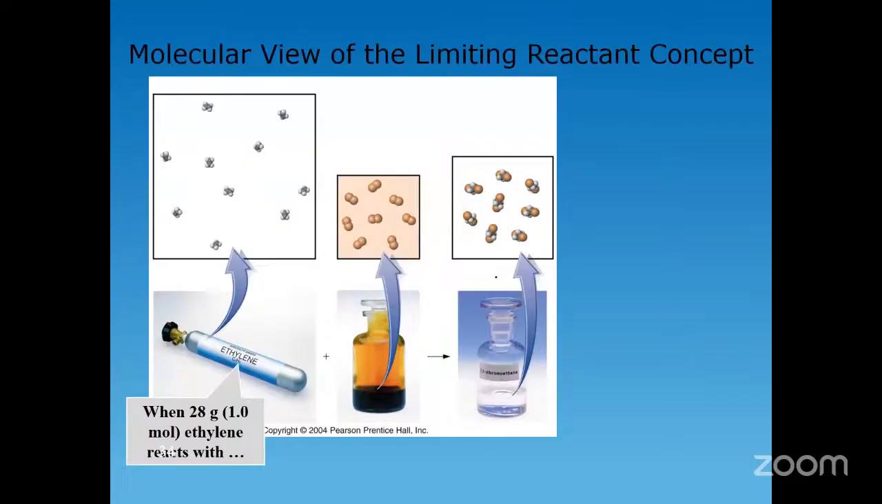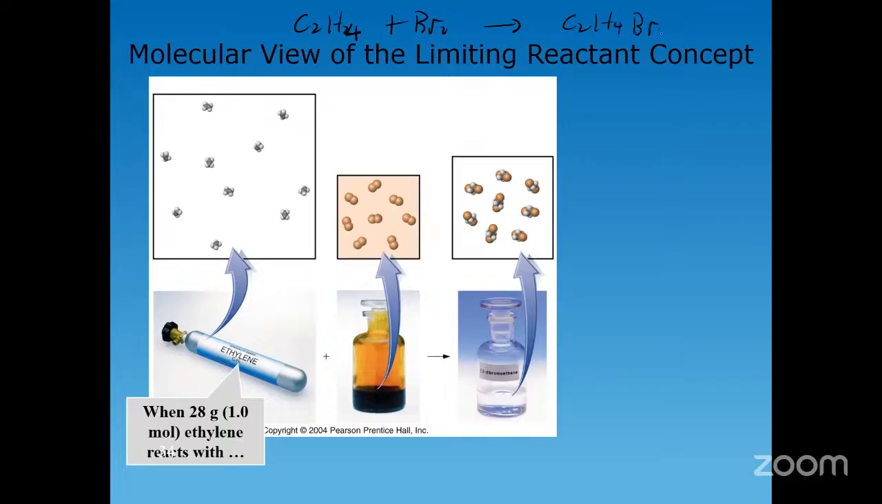So the next slide has a real chemistry example of this. Now, what is represented here is a reaction between a gas known as ethylene, C2H4, plus bromine, and the product of that reaction is 1,2-dibromoethane, and that has the formula of C2H4Br2.